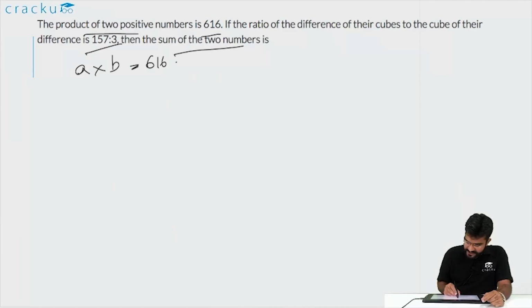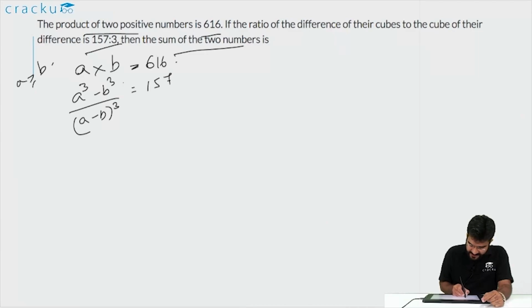We are also told that the ratio of the difference of their cubes, which is a cube minus b cube, we are assuming that a is greater than or equal to b, a cube minus b cube by a minus b whole cube is equal to 157/3. We are required to find out the sum of the two numbers. So we are required to find out a plus b. Note that there are two positive integers. So let us try to simplify the second equation.